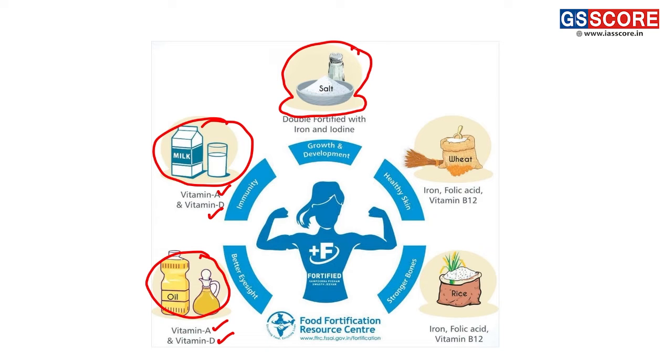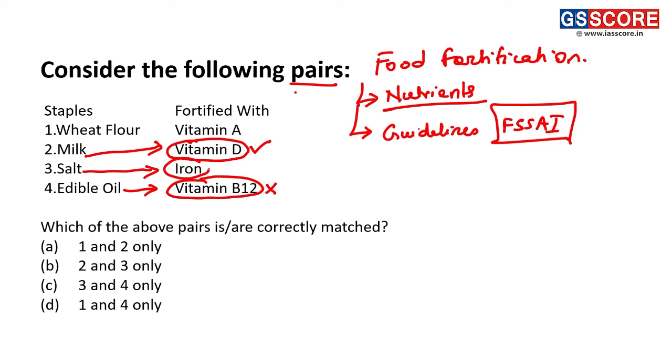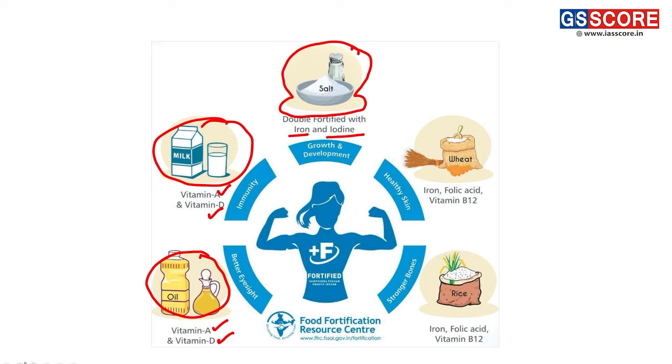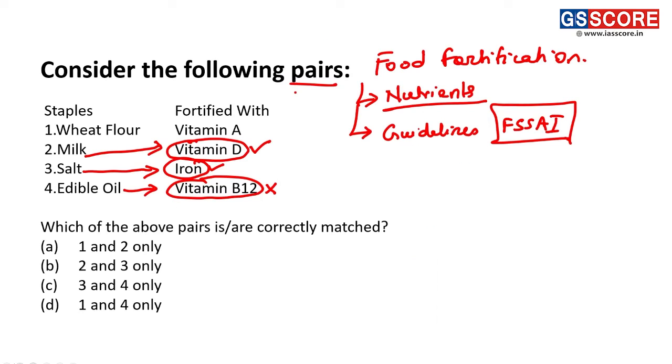In the next part, the salt. Salt is quite important for India because it is fortified with iron and also iodine. Looking at the question pair, salt is fortified with iron, which is also a correct pair. Next, wheat, quite important because wheat is supplied to the majority of India through the PDS, or public distribution system. Here it is fortified with iron, folic acid and vitamin B12. So it should be vitamin B12, thus making this pair an incorrect pair. Thus the correct answer is B, that is 2 and 3 only.